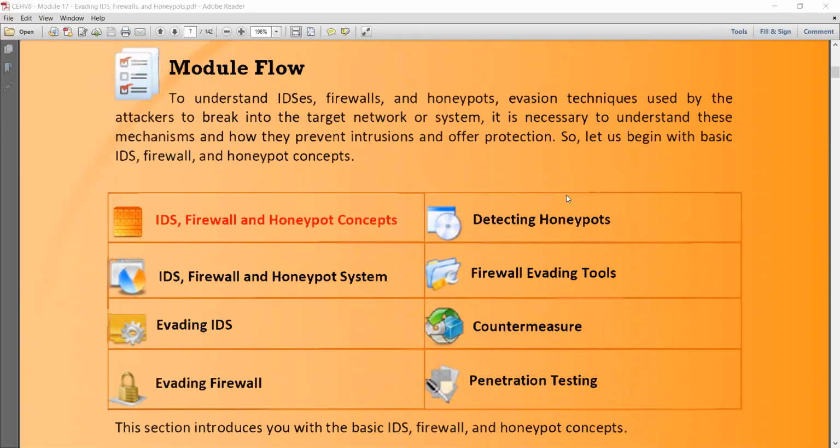To understand IDS, firewall, and honeypot, evasion techniques are used by the attacker to break into the target network or system. It is necessary to understand these mechanisms and how they prevent intrusion and offer protection. So let us begin with the basic IDS, firewall, and honeypot concepts.